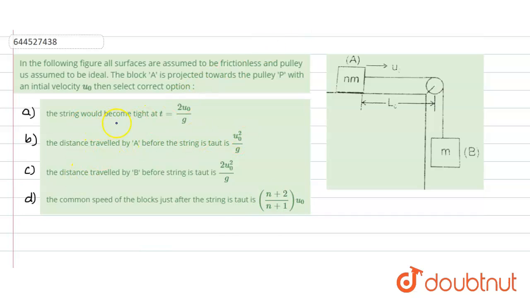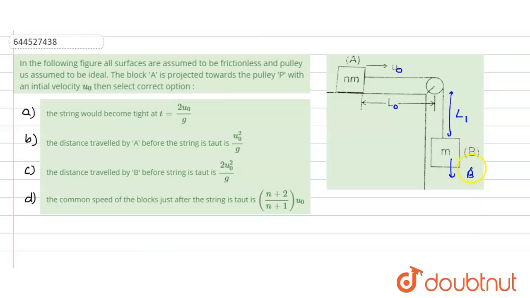Now here it is asked for the time when the string becomes taut. So what is the initial length? Let's say this length is L0 and this is L1, something like this. So the length of the string would be constant. When we have projected this mass with a velocity u naught, the string would be loose. When the string would be loose, this B would be in the condition of free fall.